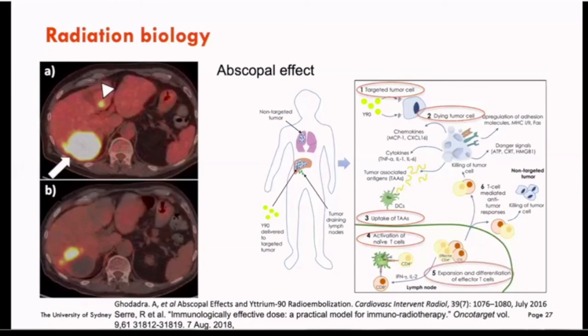And in step number 5, the activated CD4 plus and CD8 plus T cells undergo clonal expansion and differentiate into effector CD4 T cells and cytotoxic T cells, respectively. And finally, in step 6, the effector CD4 plus T cells and CTLs migrate to treated and distant non-treated tumor sites and initiate tumor cell death.